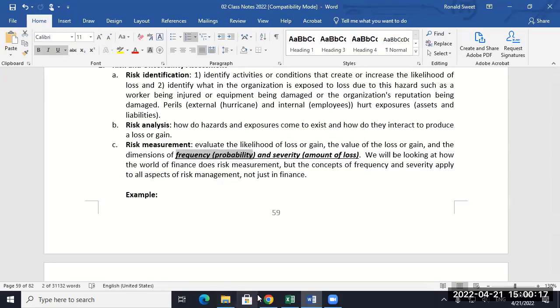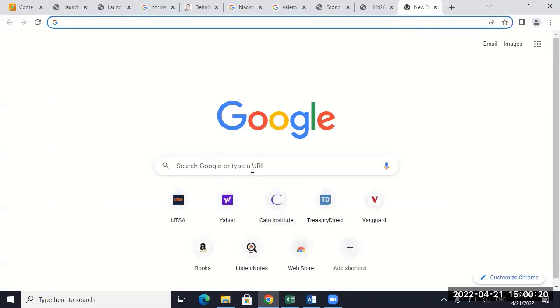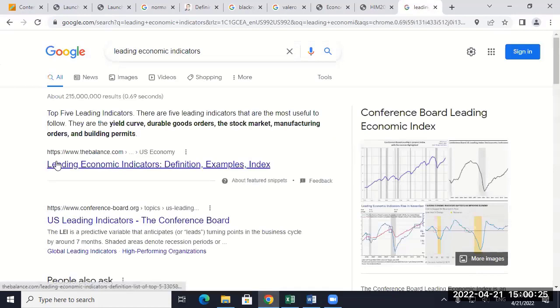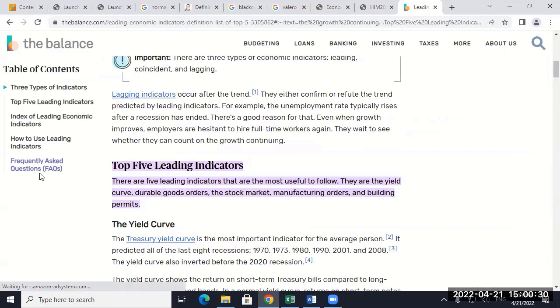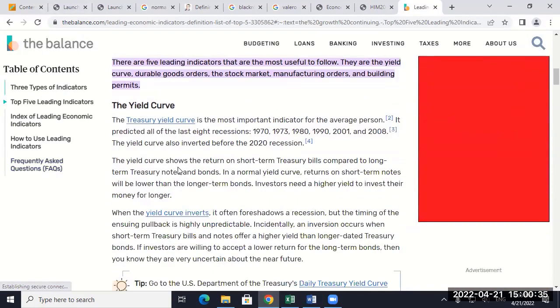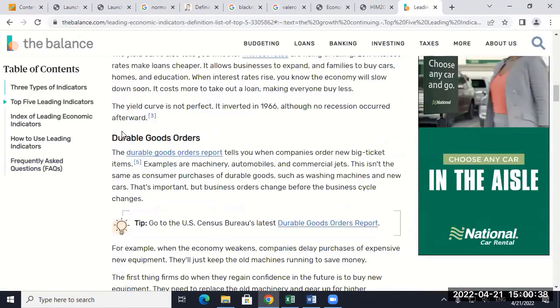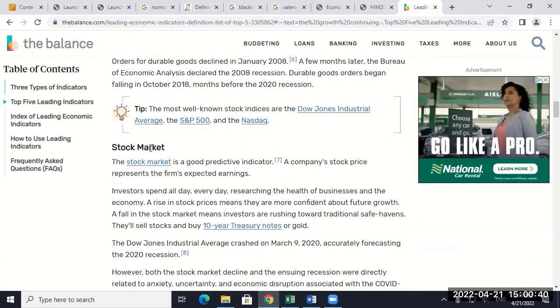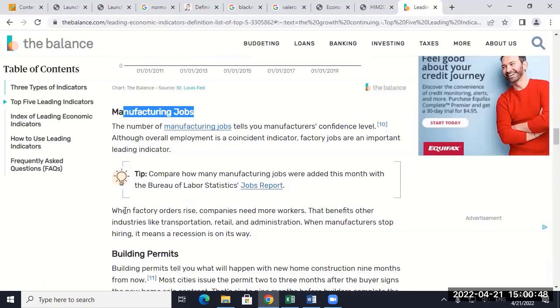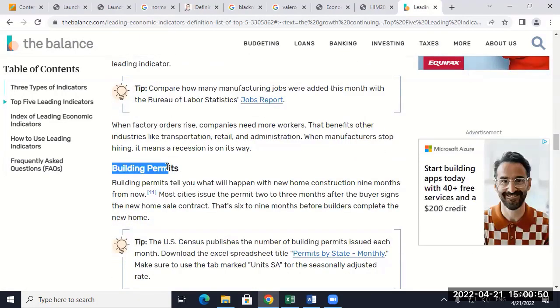You can certainly get that from the economists using leading economic indicators, LEIs, that y'all talk about in your money and banking class or economics class. Leading economic indicators tell you the probability of a recession: the yield curve, durable goods orders, the stock market. Did you know the stock market predicts recessions? The stock market usually falls before a recession. The labor market, especially manufacturing, the construction industry, how many building permits.